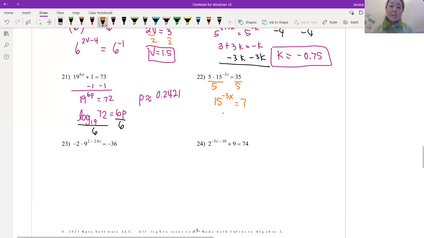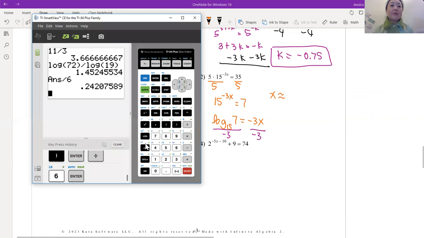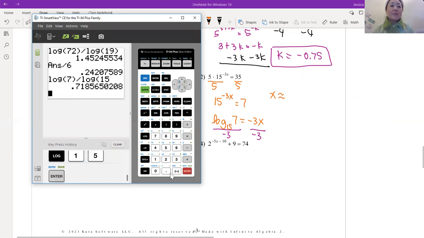So again, I'm going to change these to exponentials. Haha, just kidding. Logs. So log base, my base is 15 right here, of the argument is equal to negative 3x. This looks very familiar. Just divide this by negative 3, right? And what do we get? x is going to be about some numbers. Okay, so here we go. Log of 7 divided by log of 15. Enter right there. And I'm going to divide that by negative 3.